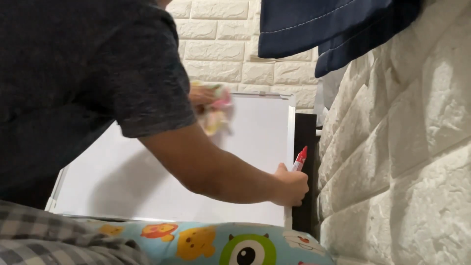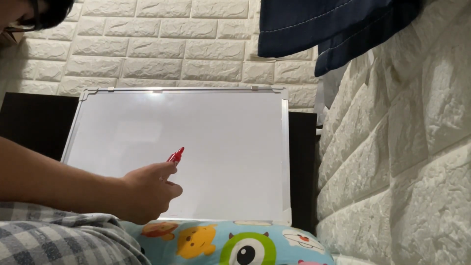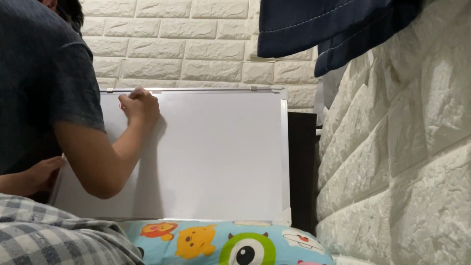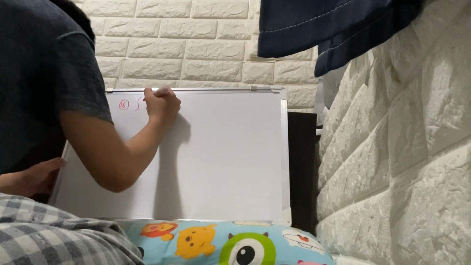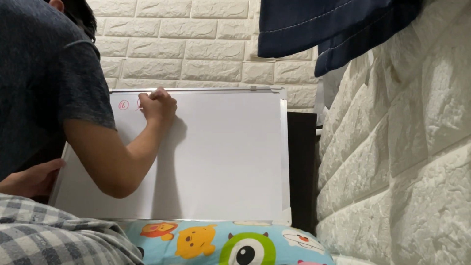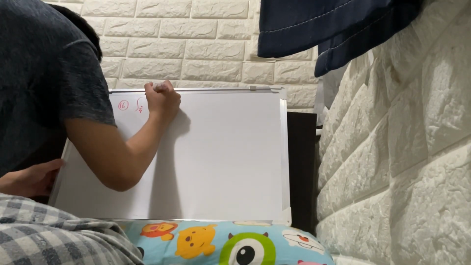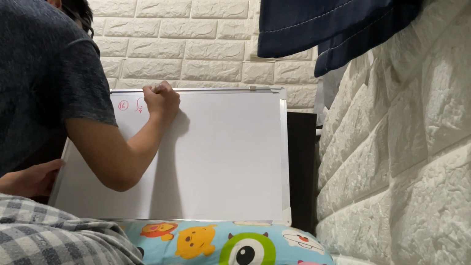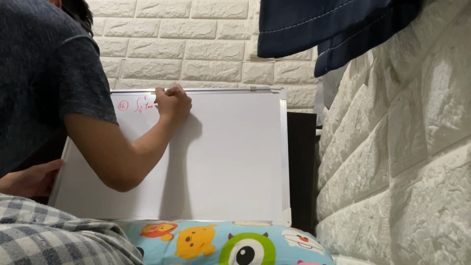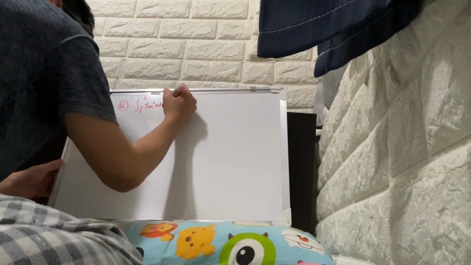So, what's our next question? Our next question is number 16. The lower limit and upper limit are so bad. I hate this. Pi over 4 to pi over 3 and then the integral of tangent x dx.